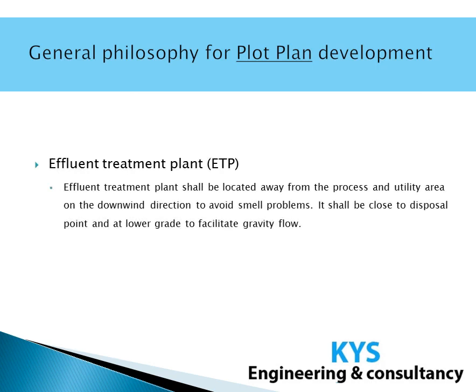Effluent treatment plant. The effluent treatment plant shall be located away from the process and utility area, because a lot of smell comes from the effluent treatment plant, and that is why it is better to locate it away from the process and utility area. And this shall be in the downwind direction so that the smell doesn't come to the process and utility areas. Also, it should be located in close proximity to the disposal points and at lower grade so that we can achieve gravity flow.